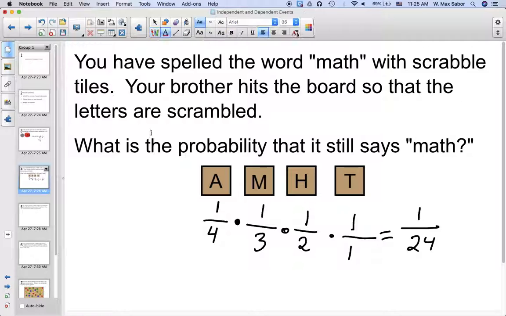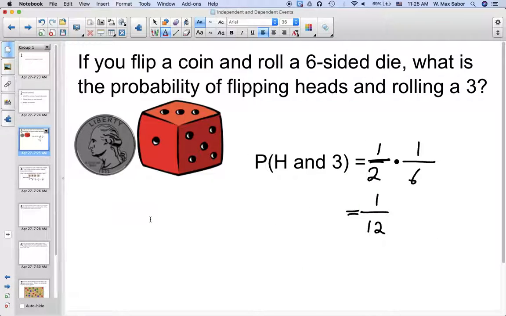This is an example of dependent probability, because when you choose one thing, it affects the others. But flipping a head has nothing to do with rolling a die, so that is independent.